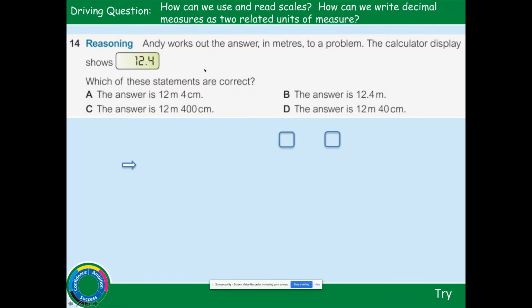So have a little go at this one on your own. Andy works out the answer in meters to a problem. The calculator display shows 12.4. Which of these statements are correct? So you've got 4 choices. I've got 2 little boxes on here, so it might be a clue that you're looking for 2 answers.